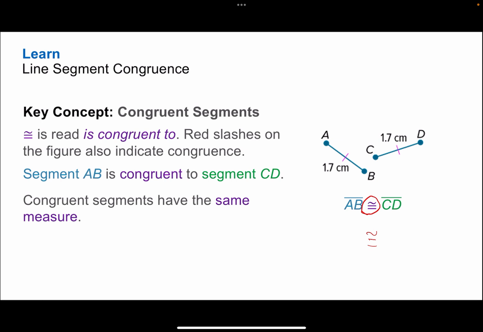And when we say that segment AB is congruent to segment CD, that means the distance between A and B is equal to the distance between C and D. Those two values are the same. So 1.7 centimeters is the same as 1.7 centimeters. Since 1.7 equals 1.7, that means the two segments are congruent. And we can denote that by showing a little red dash on those segments. Those tick marks show that those have the same measures.